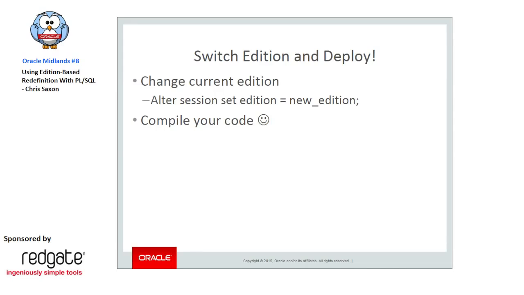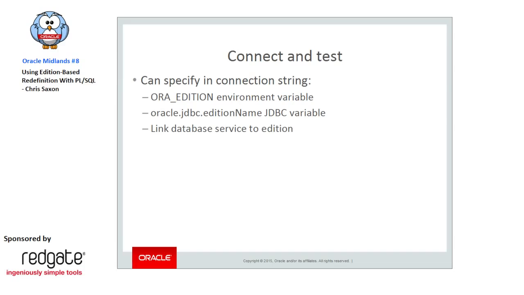Now the next thing you probably want to do is actually run your application through the new edition before, again, exposing it to the greater world, your business users, whoever it is. And there's a number of ways you can do that. So you can set some information in your connection string. So there's an ORA_EDITION environment variable. So if you're using SQL*Plus, you can set that in Windows and Unix.